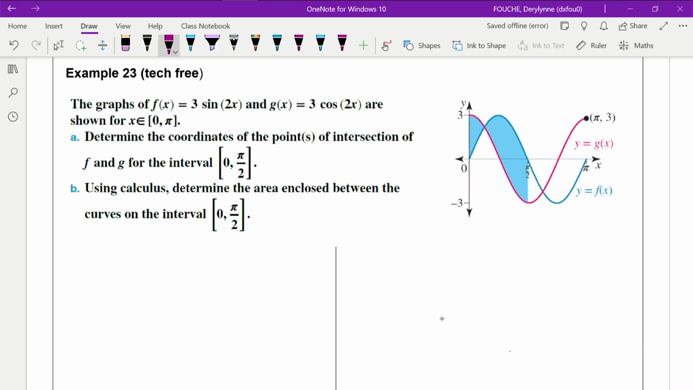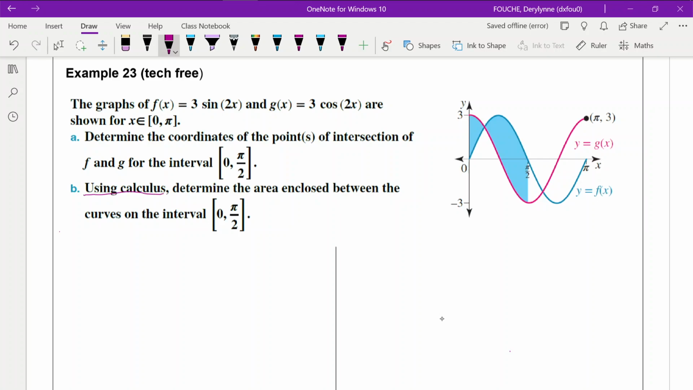Alright, let's have a look at this one. It's still tech-free, and in this case they've actually sketched the function for you, which will save you a lot of time. Okay, I can see that I have got a graph of 3 sine 2x and 3 cos 2x. They've even labeled that the pink one is g of x and the blue one is f of x. Alright. Now I can also see they've colored in my area. They're wanting us to find the area enclosed between 0 and pi on 2.